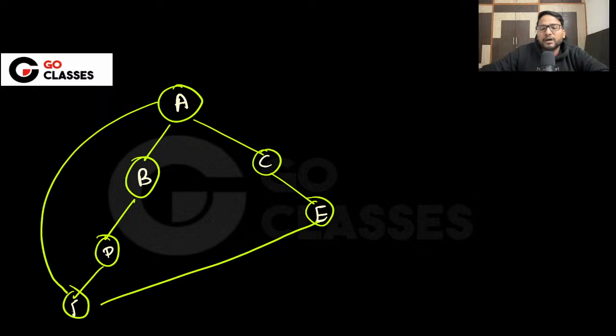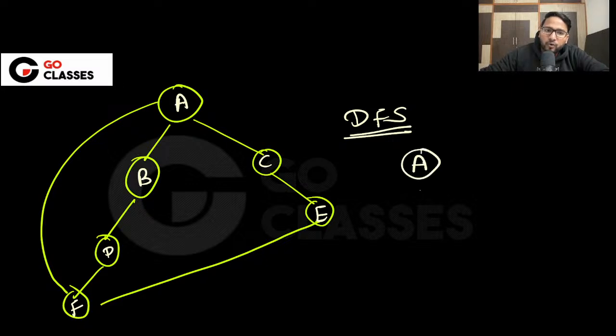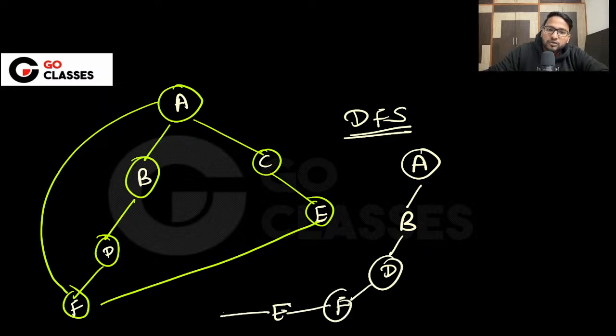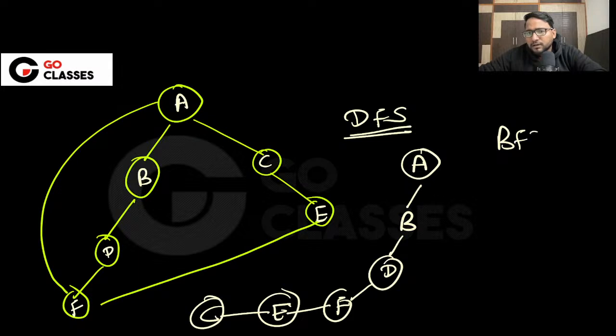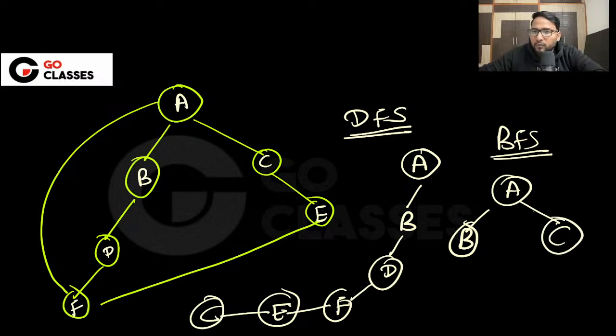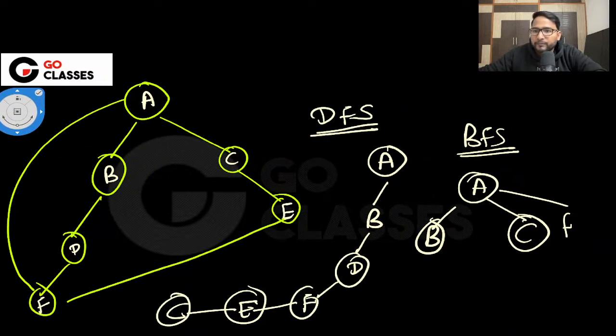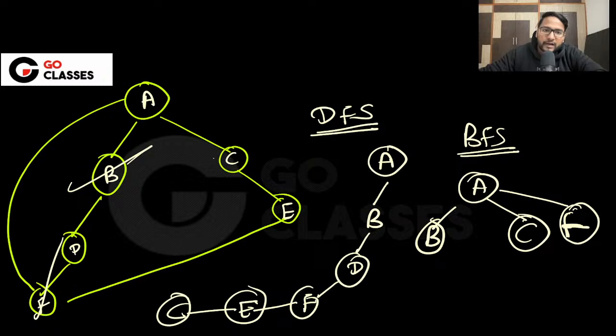If you run DFS, depth first search, let's suppose you're starting with A, maybe it can go to B, then D, then F, then E, and then C, right? So it is possible that DFS will do something like this. But if you do BFS, then it will go to the neighbors only, as we have seen, A to B and C and F. It will explore all the neighbors. Then from B it will explore D, and from C it will explore E, right?